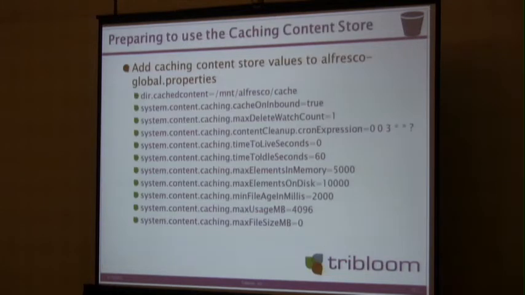So, of course, you need to make some settings changes in your Alfresco global properties to do that. The main one is the dir cache content, which is the location on disk where you want to store your cache. The rest of this is all described on the Alfresco wiki. So I don't really want to go into it, but it's a bunch of settings that are sensibly defaulted and will manage how the cache works, how long things stay in the cache, that sort of thing.